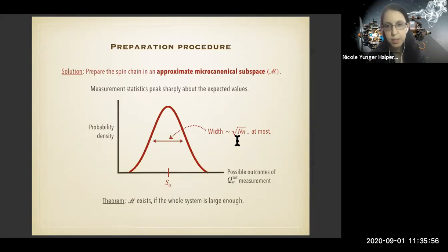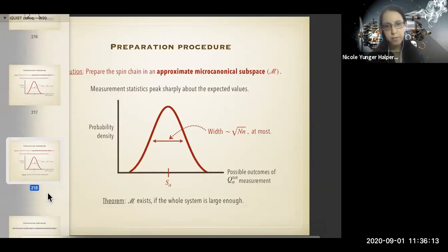Then, this particular scaling came from the many-body physics paper rather than the abstract paper, but basically the same deal. You can prove that an approximate microcanonical subspace exists, provided that the global system is large enough.